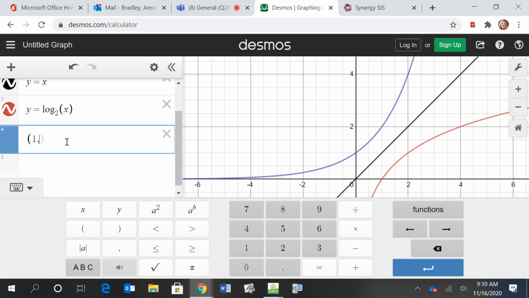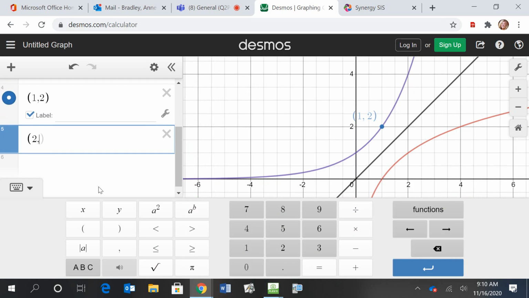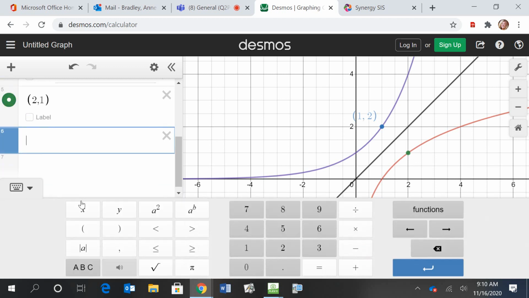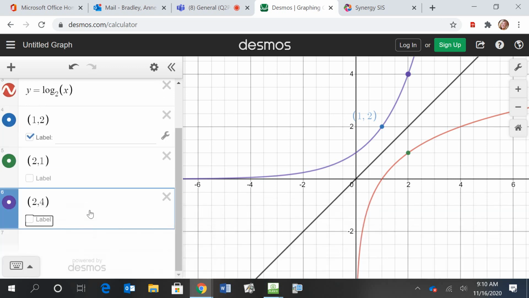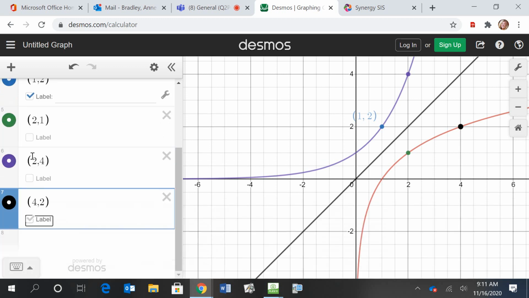So I'm going to do 1, 2. No reason why I chose that particular one. And if I map its inverse, it should be 2, 1. And I can see they're both on the line. If these points would not be on the lines that were graphed, it tells me that my inverse that I created was wrong. 2, 4. Again, I can see that it's on the line. And lastly, 4, 2. Okay, so I've proved myself it works.